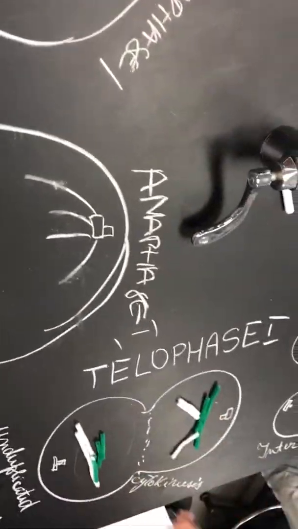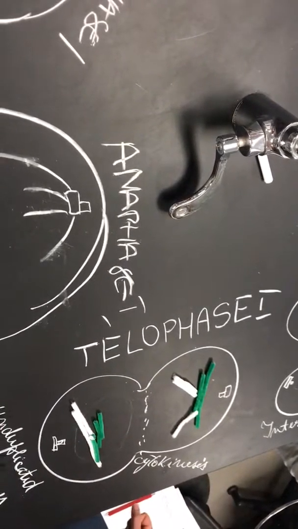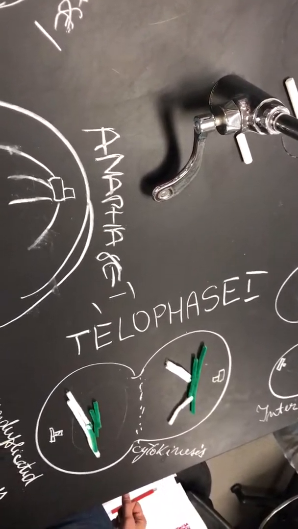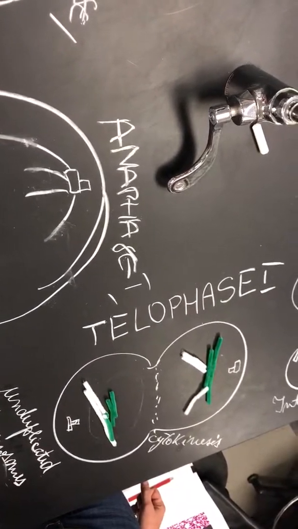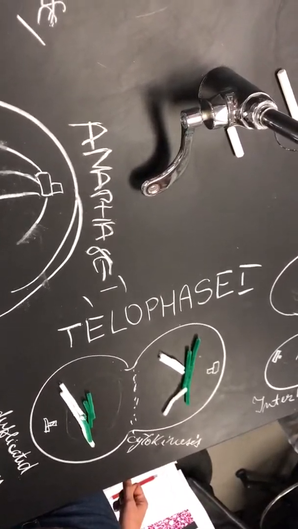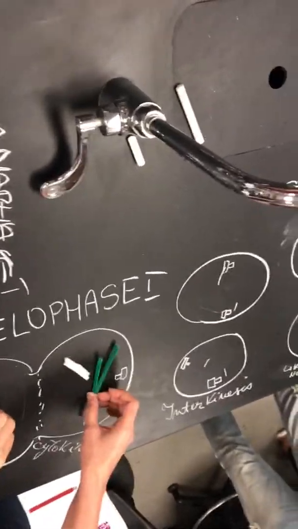So at the end of telophase, cytokinesis occurs, and you end up with 2 homologous chromosomes in each cell instead of 4. Wow, reduction division. Yes. Half. Beautiful. Okay, now what happens next?